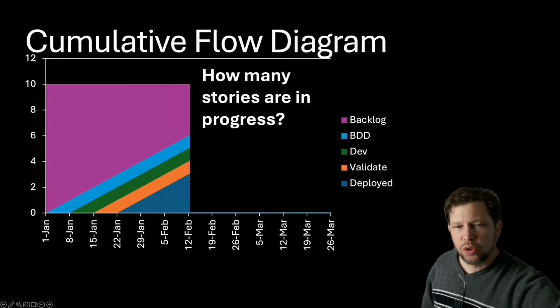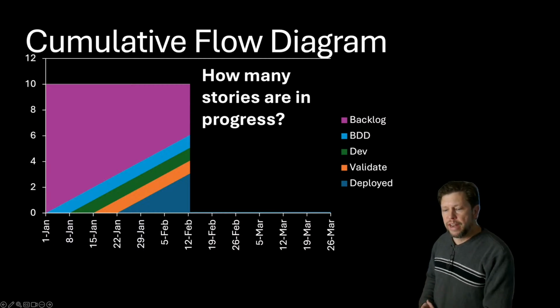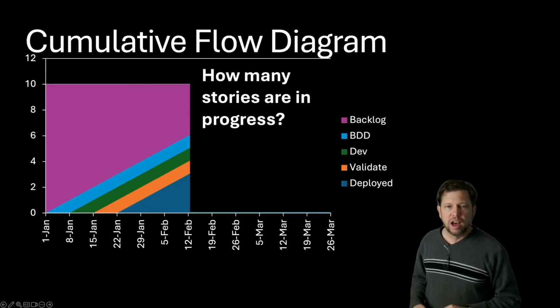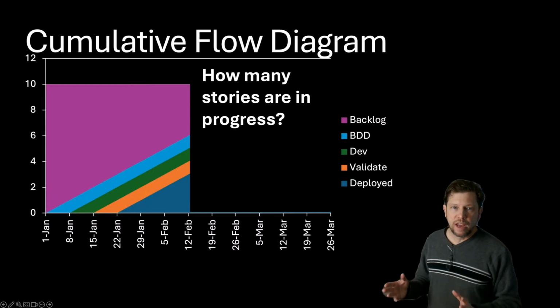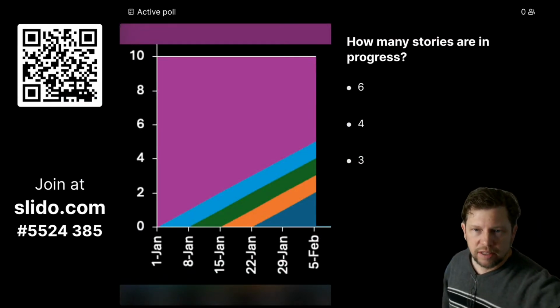Now, how many stories are currently in progress? So in progress, we're going to define as they're not still in the backlog. We've pulled them out of the backlog, and they are not yet deployed. So how many stories are in progress?